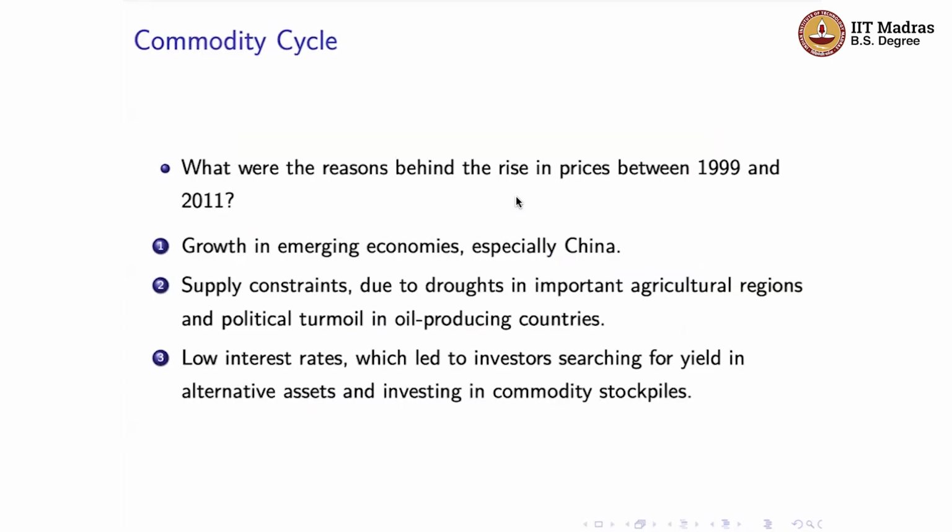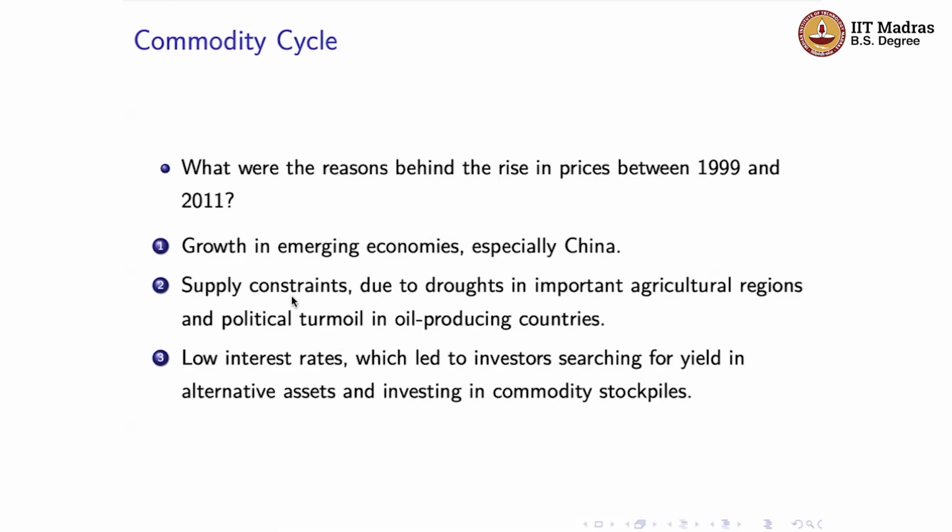Why is this going to lead to an increase in commodity prices? Because there was demand coming in from China for these products, and as a result you had this increase in prices of these products, right? You also had at the same time supply constraints, so a reduction in supply due to droughts in important agricultural regions. And also you had political turmoil in the oil producing countries, right? Think of the different wars that took place in the Middle East. Then you also had the Arab Spring and so on, which took place at this time.